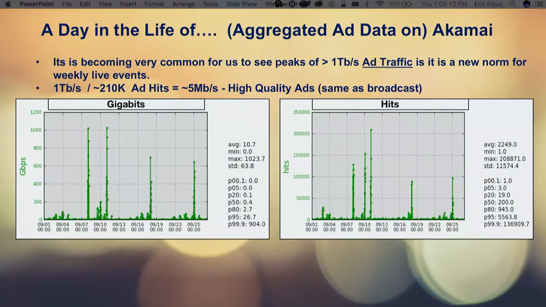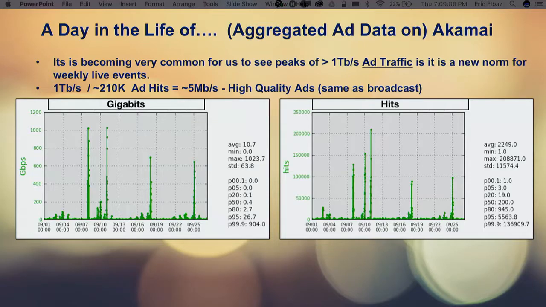If you look at the actual number of hits for this traffic, we're seeing peaks of 210,000, right? So this is actual ad. This is money. Every hit to every ad, that's actually money, right? So if you're not doing this, you're losing out. What we're also seeing here as well is that it is becoming very common for us to see large peaks. Okay. So what this is telling us here is that you need to make sure your content is of high quality.